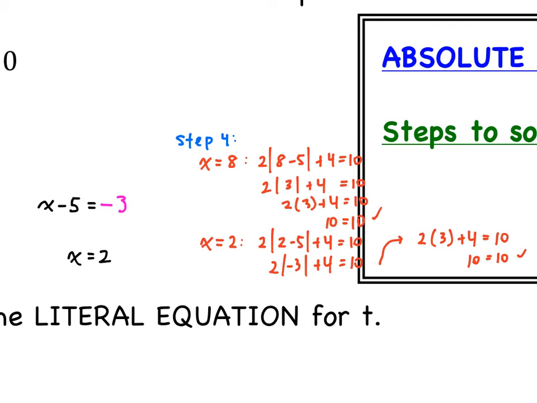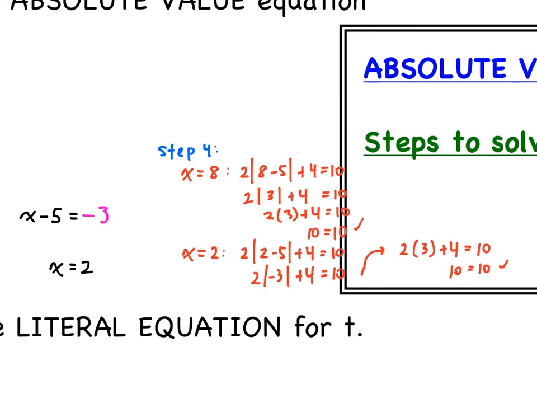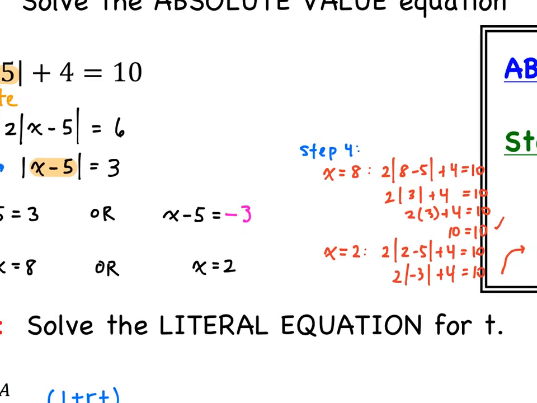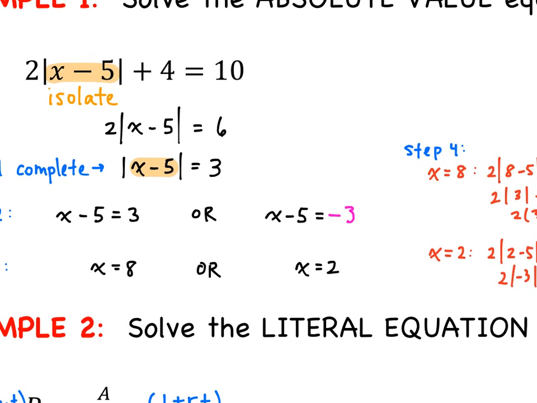Okay, so you can kind of take a look there, and we end up with two true statements. All right, when x equals 8 and when x equals 2, the left side does in fact equal the right side. So we can go ahead and conclude that these are our final answers.